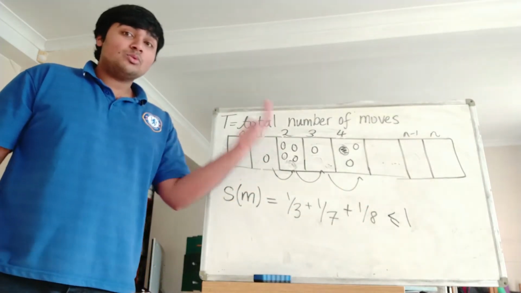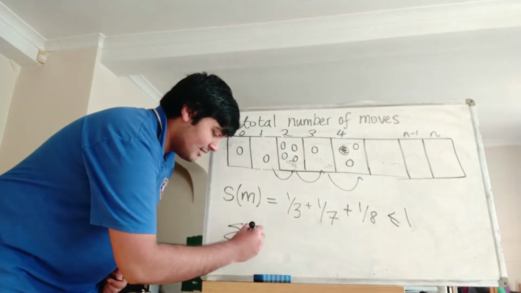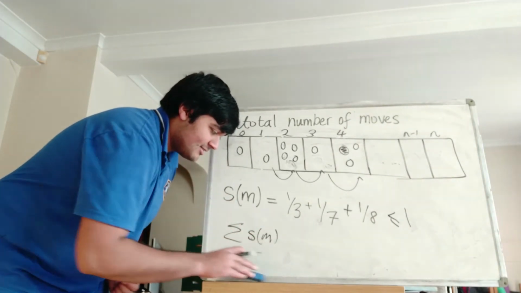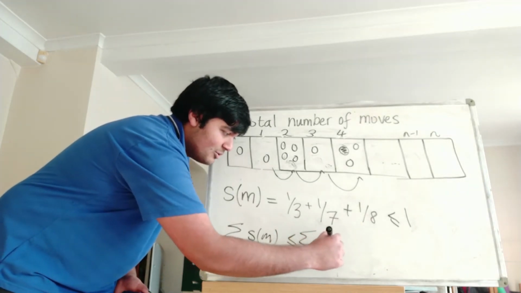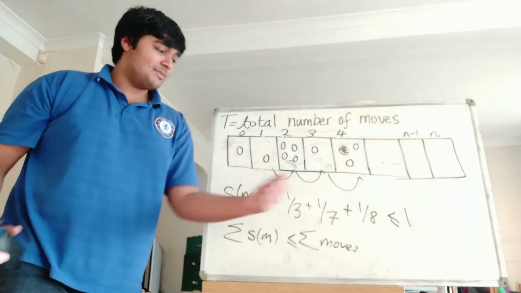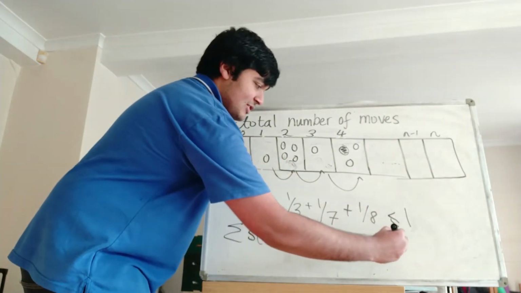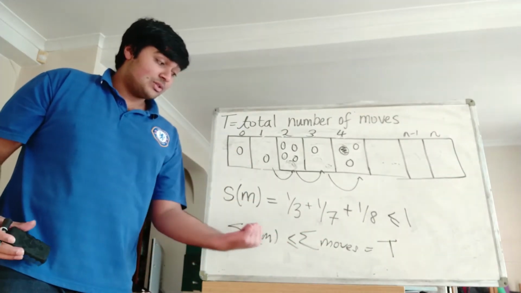So when we add up all the scores of all the moves, we're going to get that the sum of the scores, so let me just write it like that, is going to be less than or equal to the sum of the moves, because for each move we know it's bounded above by 1, so 1 times the sum of the moves, but we know that this thing here is just t. So we've got that t is greater than or equal to the sum of the scores of the moves.